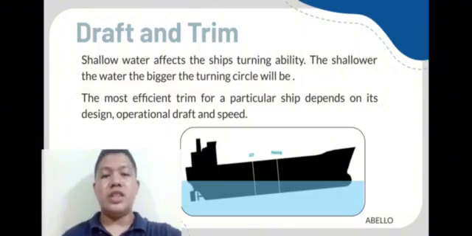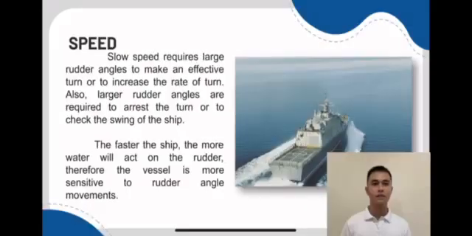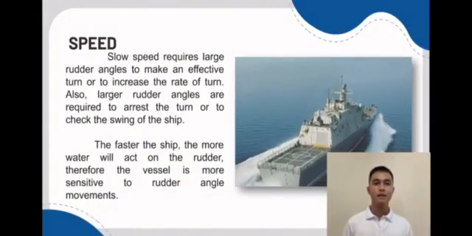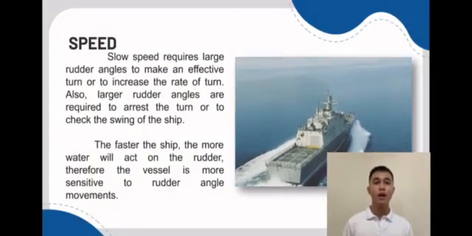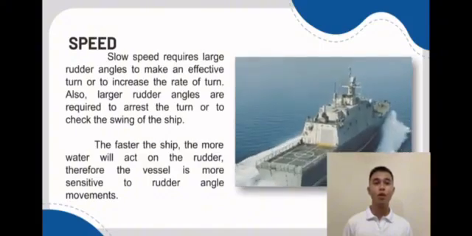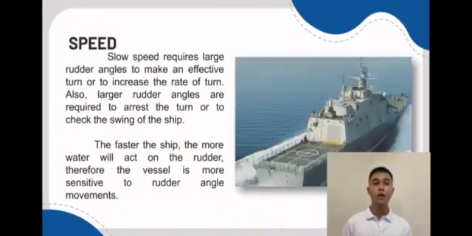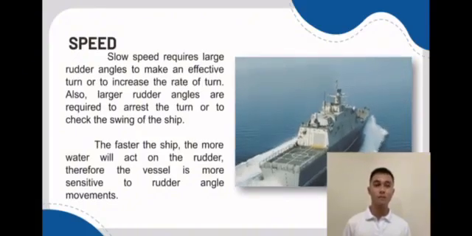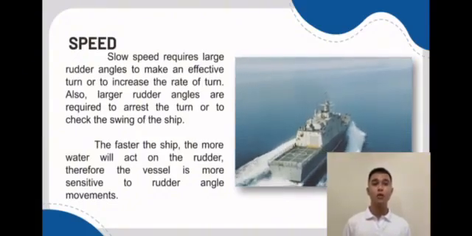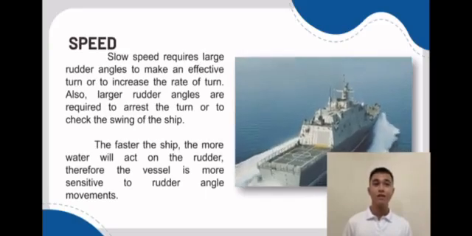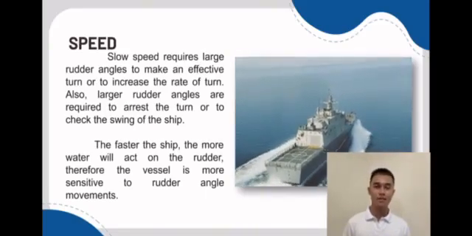Draft and trim. Shallow water affects the ship's turning ability. The shallower the water, the bigger the turning circle will be. The most efficient trim for a particular ship depends on its design, operational draft, and speed. Speed. Slow speed requires larger rudder angles to make an effective turn or to increase the rate of turn. Also, larger rudder angles are required to arrest the turn or to check the swing of the ship. The faster the ship, the more water will act on the rudder. Therefore, the vessel is more sensitive to rudder angle movements.